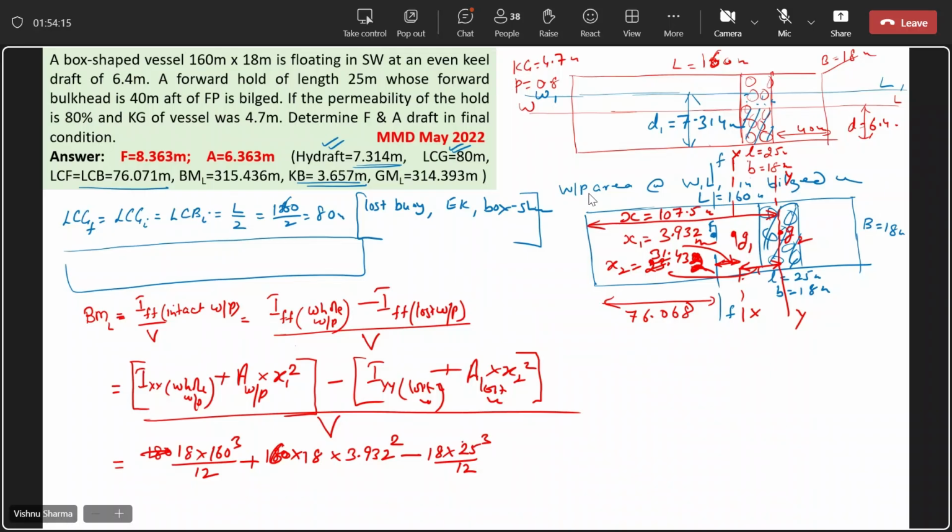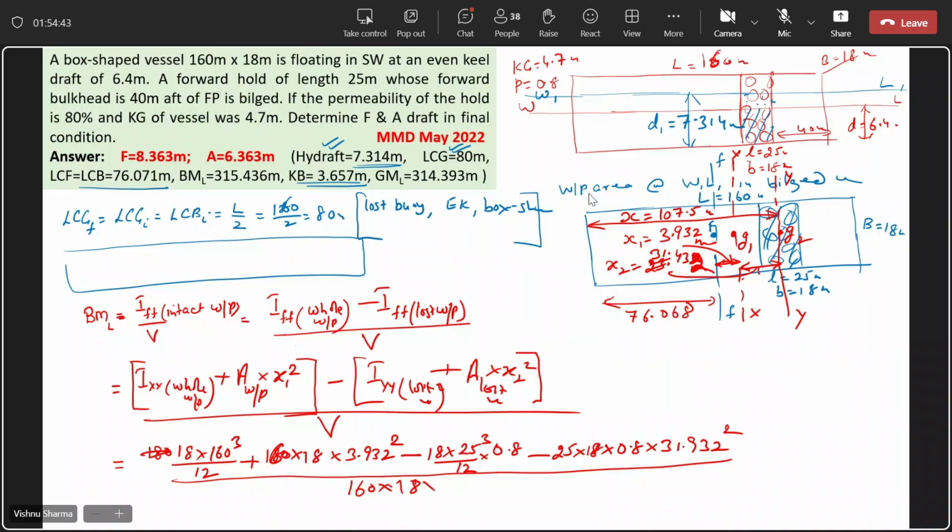If it was empty, it has permeability of 0.8. So into 0.8 plus will become minus. So the lost water plane is 25 into 18 into 0.8 into x2 square, which is 31.932 square, divided by volume of displacement. Volume of displacement is capital L 160, capital B 18, and draft 6.4. When you solve, unless I have made any mistakes in writing, this should solve to 315.436 meters, right, guys?